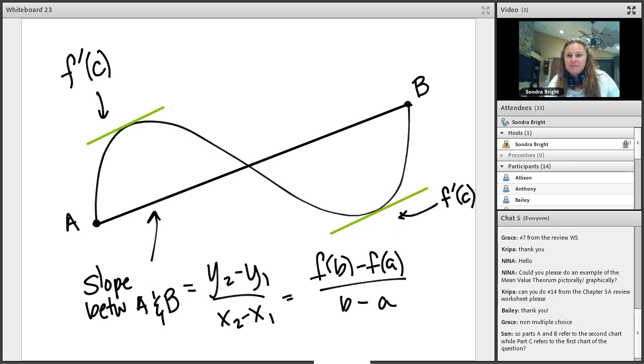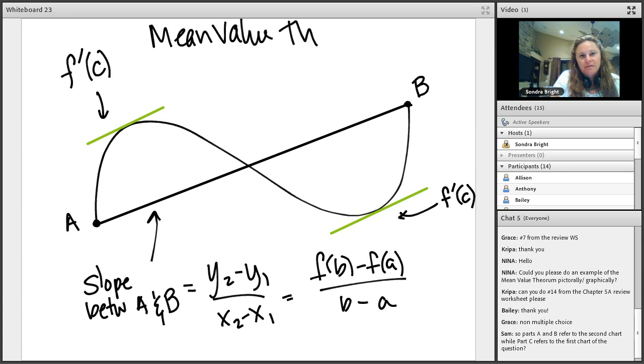All right, that is mean value. I guess I should have titled it. This is mean value theorem, what it means graphically or pictorially. There's this one. This graph has 2 spots.